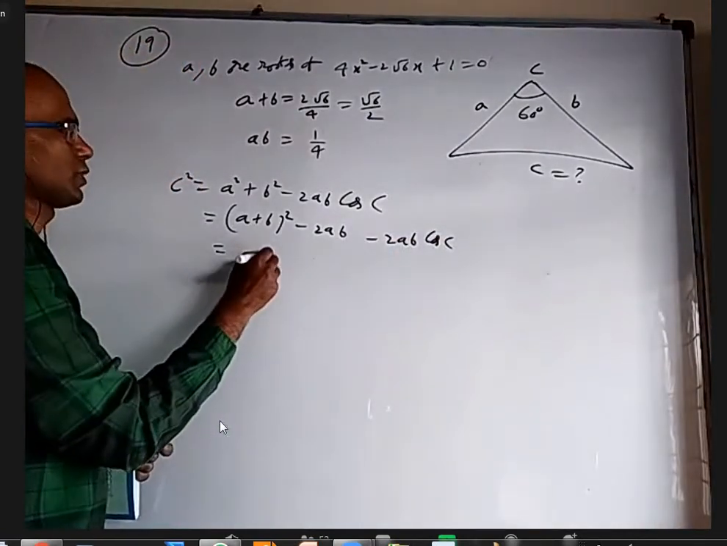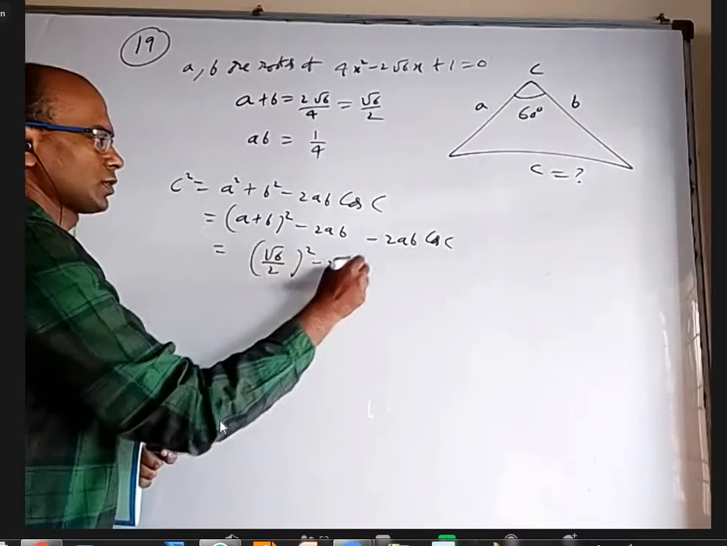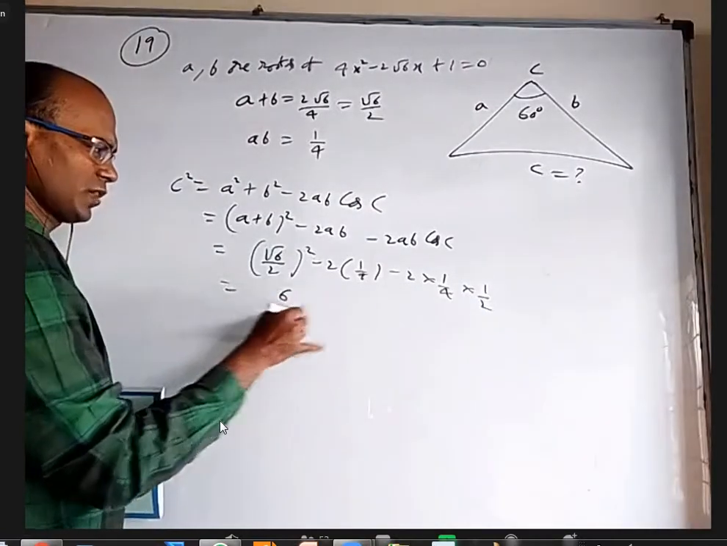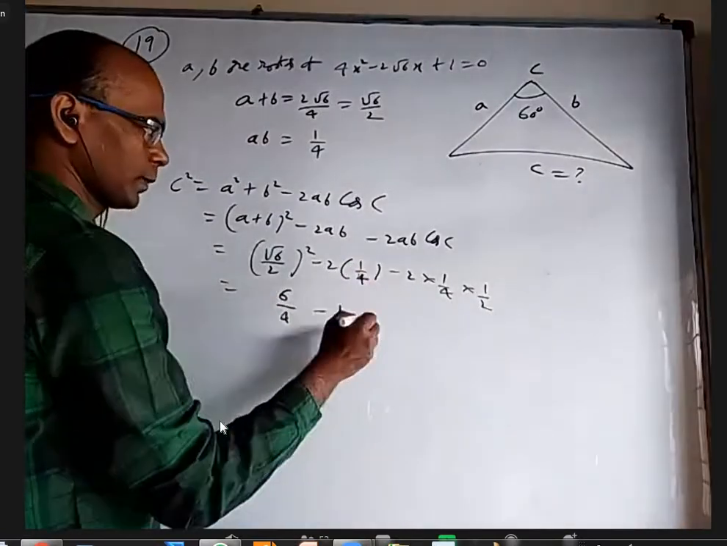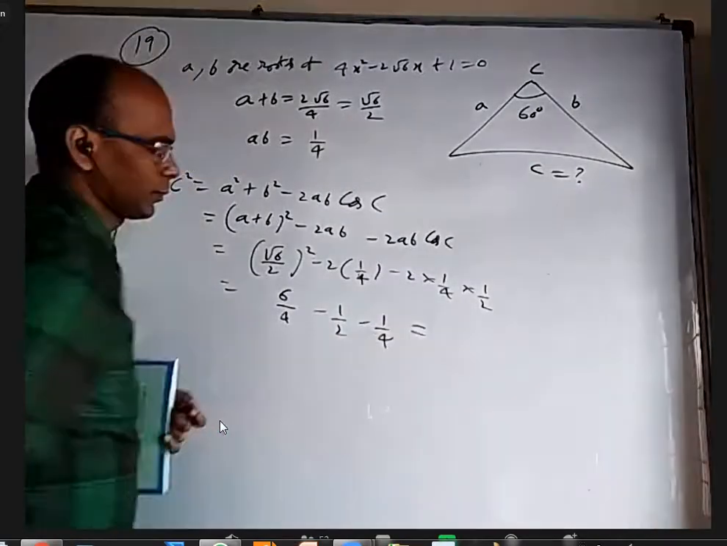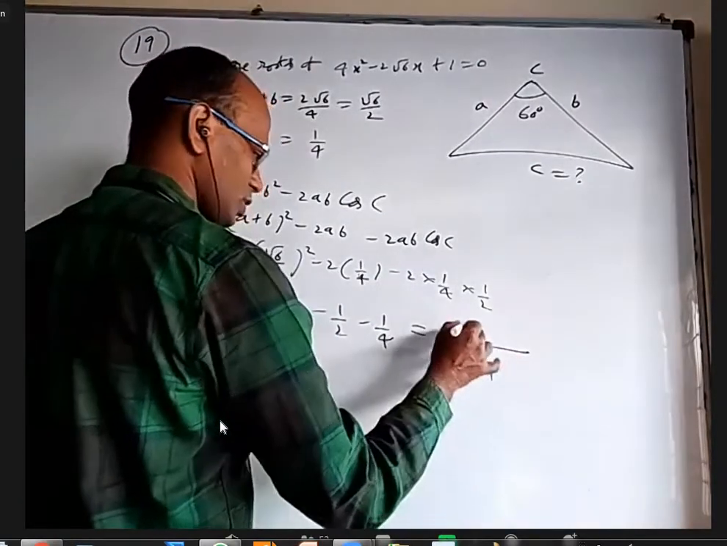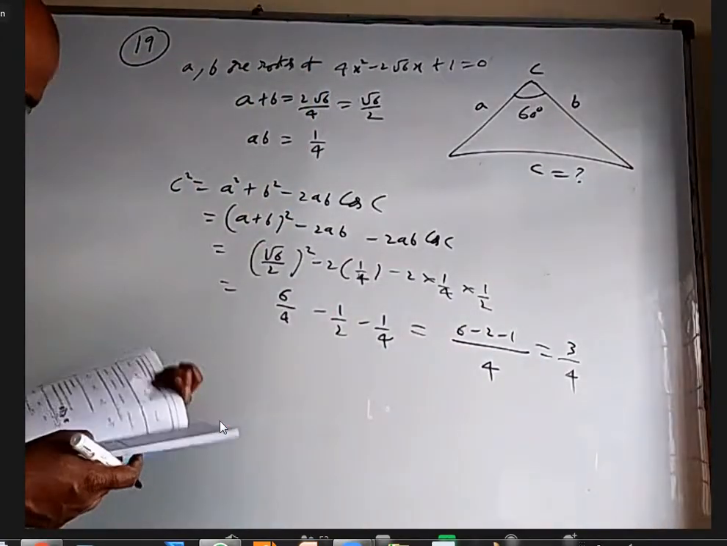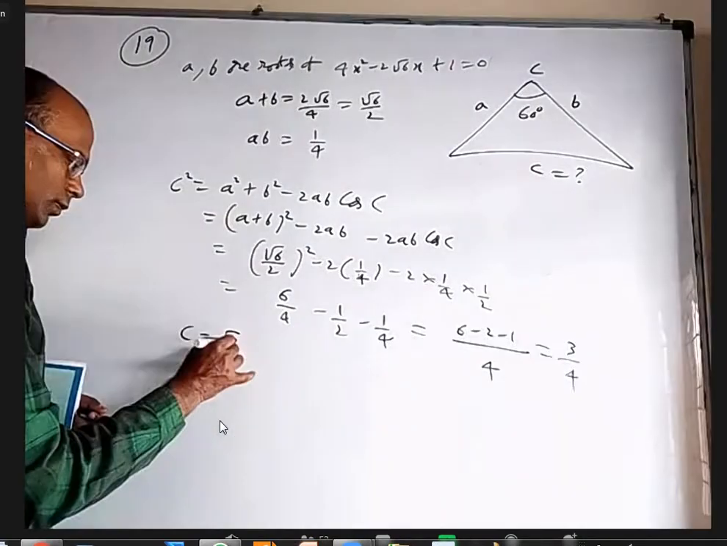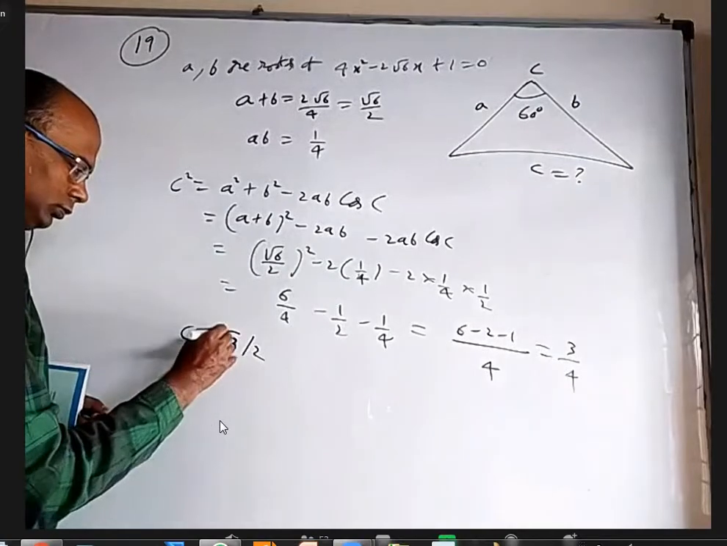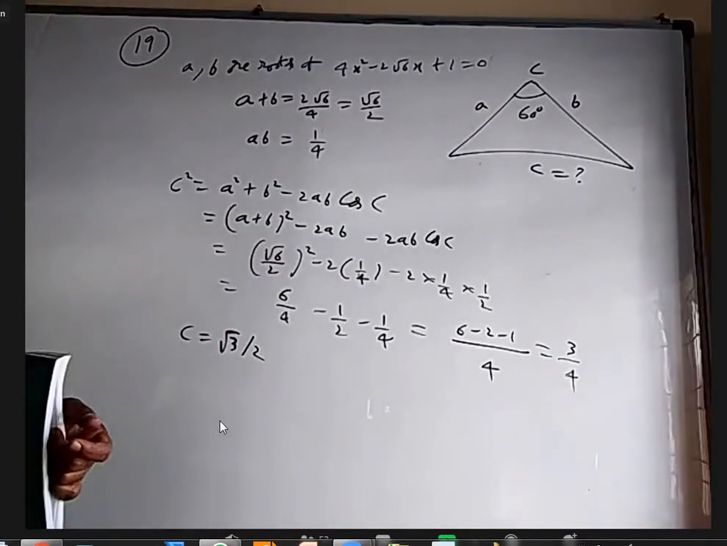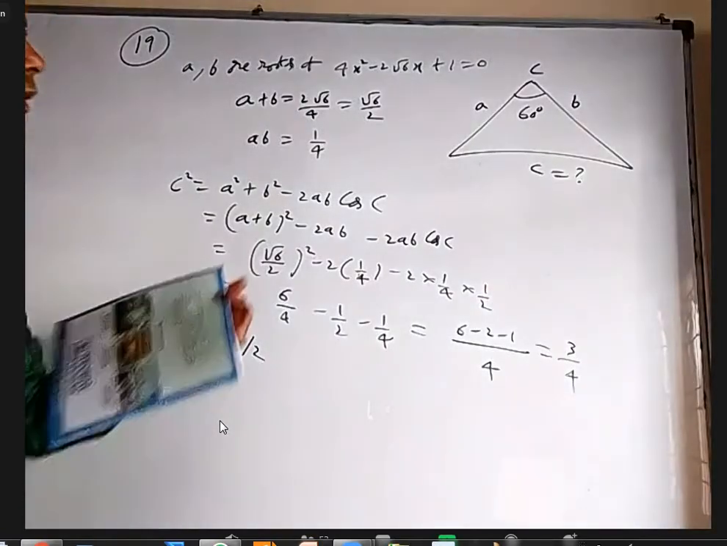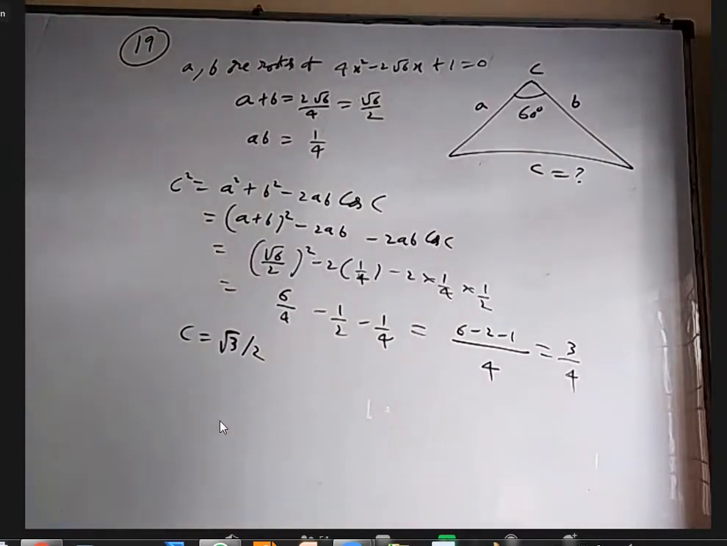Now substitute. A plus B is root 6 by 2 whole square, minus 2 into 1 by 4 into 1 by 2. This is 6 by 4 minus 1 by 2, minus 1 by 4. When I take 4, it is 6 minus 2 minus 1, 3 by 4. So C will be root 3 by 2. There is nothing difficult, it's a straightforward cosine rule, but A and B are not given directly, only indirectly.